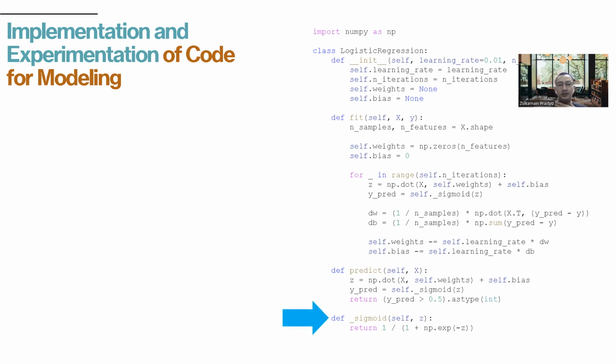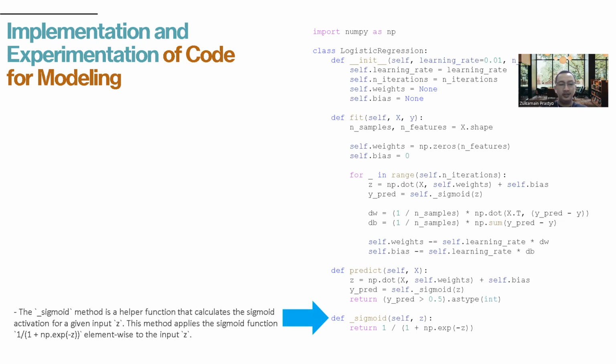And then def sigmoid(self, z). The sigmoid method is a helper function that calculates the sigmoid activation for a given input z. So this method applies the sigmoid function 1 / (1 + np.exp(-z)) element-wise to the input z.